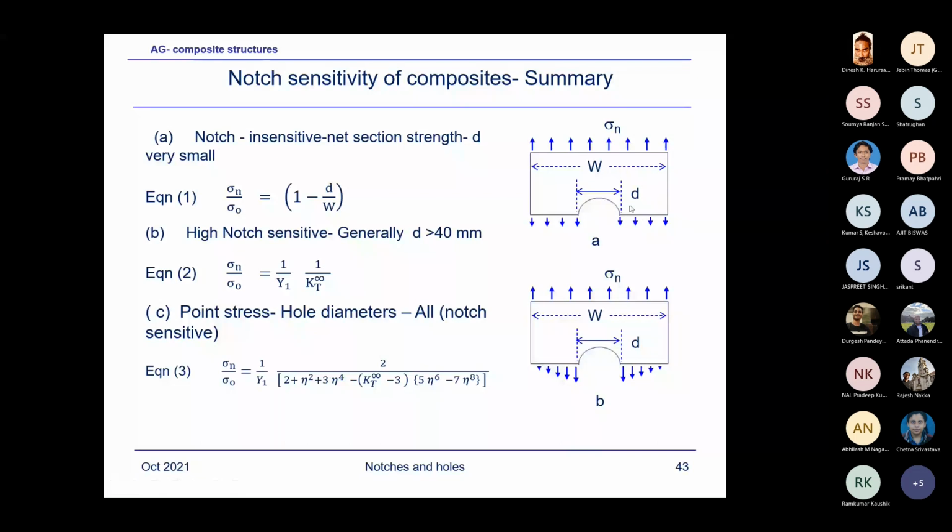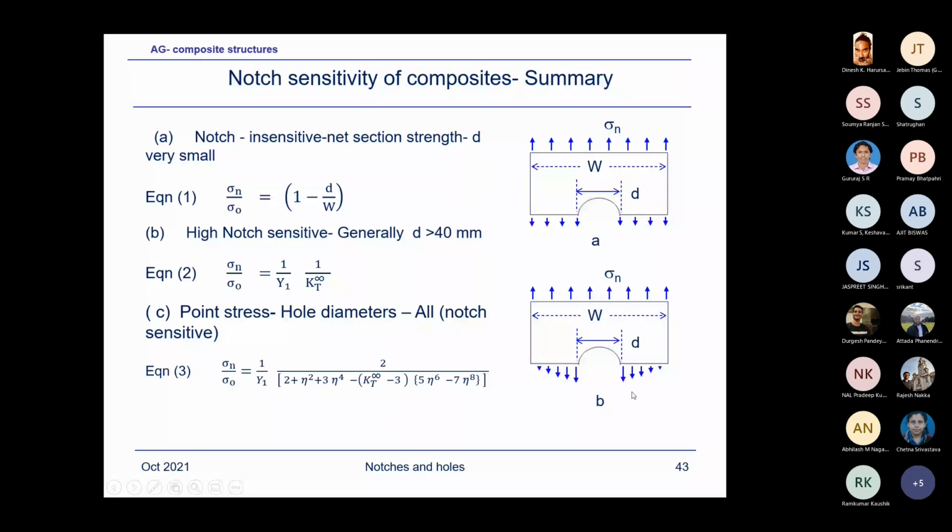Then I said, okay, highly notch sensitive, where you have the stress distribution, say isotropic or quasi-isotropic, with stress concentration of 3 sigma. So we can consider the failure occurring by this criterion, sigma n upon sigma naught equal to 1 upon Y. Don't worry about this, this is a configuration factor, 1 upon KT. And then point stress criteria. And then I showed a graph comparing all these 3 criteria.